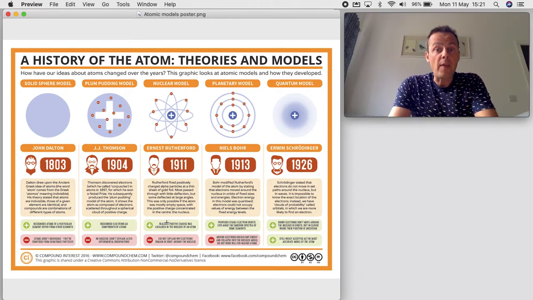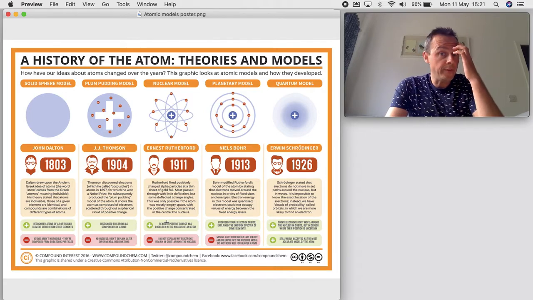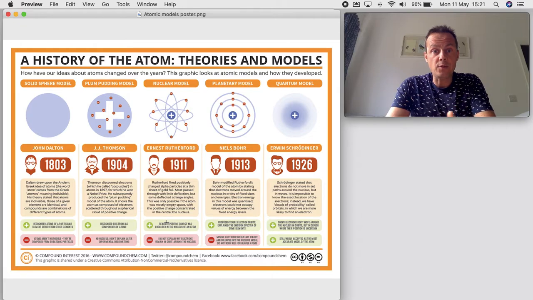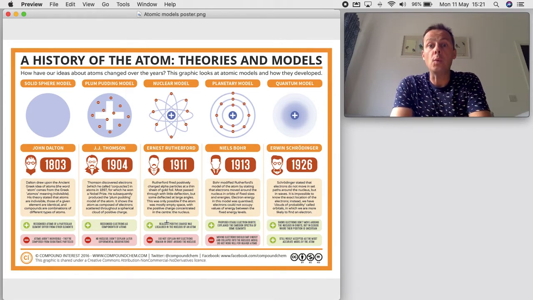That's a model that then got developed further by Rutherford in 1911, and we call that the nuclear model. And we're starting to get to a model that's more familiar with the one that we are studying at the moment. Here we have a centrally positively charged nucleus surrounded by electrons orbiting around it. Moving further, we've got Niels Bohr's model, and this is where we stop. And this is the model that we use in school for GCSE science.